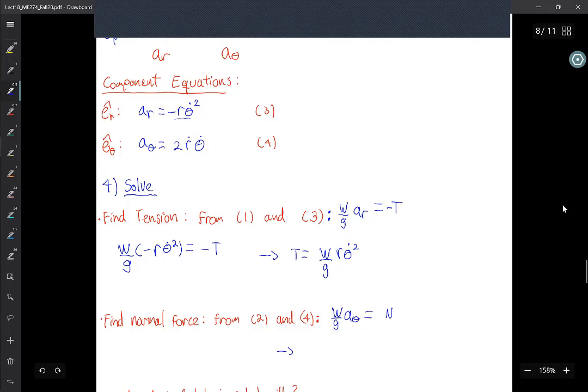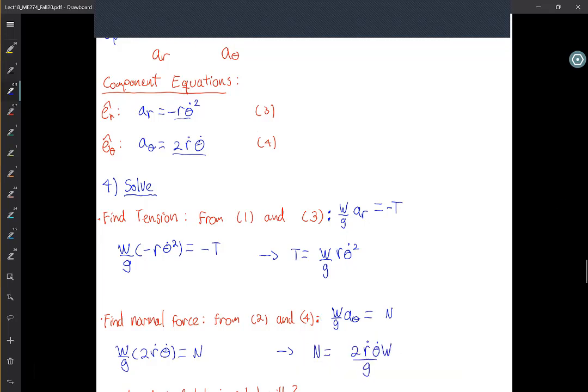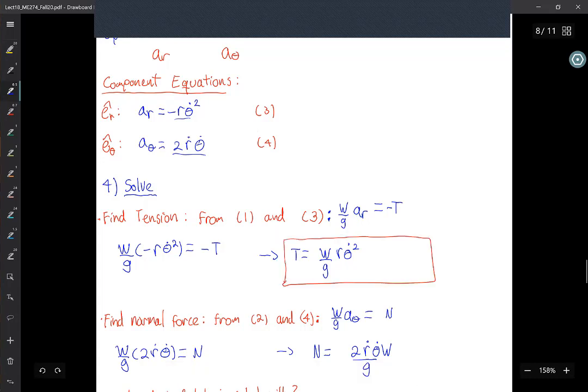And then for the other equation, we use equation 2, and we do the same story. We substitute for the acceleration, the a theta, which is this guy here, to r dot theta dot. It equals the normal force. So the normal force equals that, right? Okay, so we found the tension and we found the normal force. So those were 2 parts of the questions.